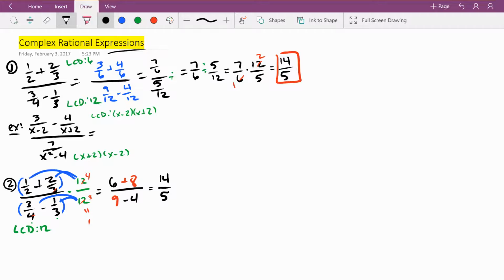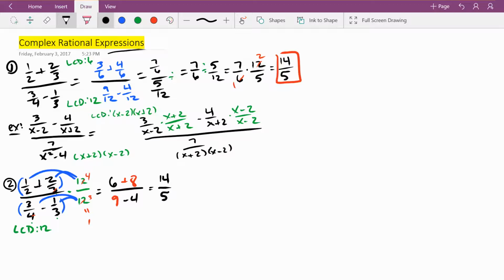I need an x plus 2, so I'm going to take what I have and multiply that by x plus 2 over x plus 2, minus 4 over x plus 2. Again, multiply by what's missing, x minus 2 over x minus 2. Denominator, I don't have to do anything here, but I am going to change it into a factored form. Anytime you see something that factors, you're going to want to do that.